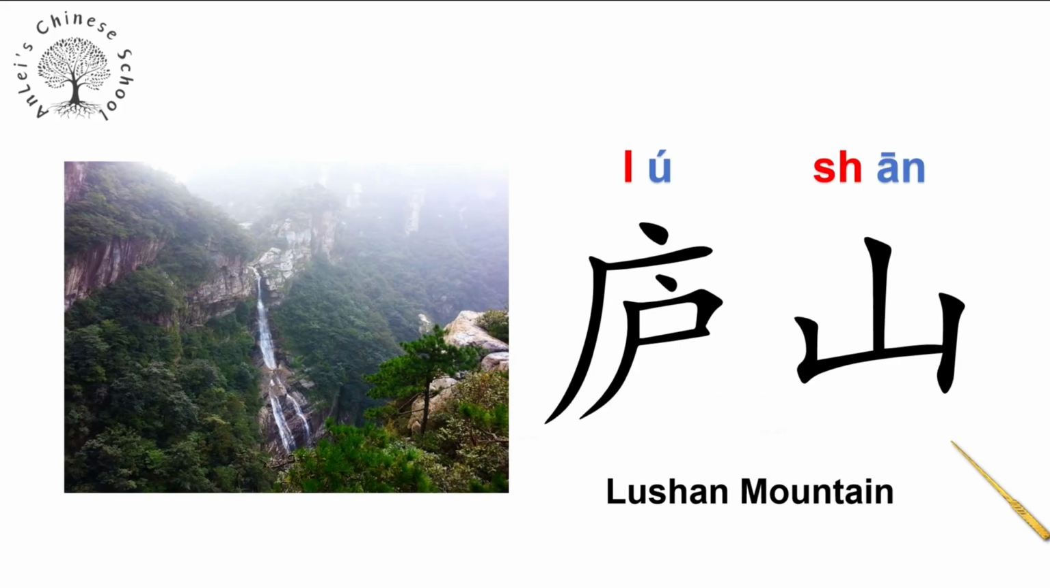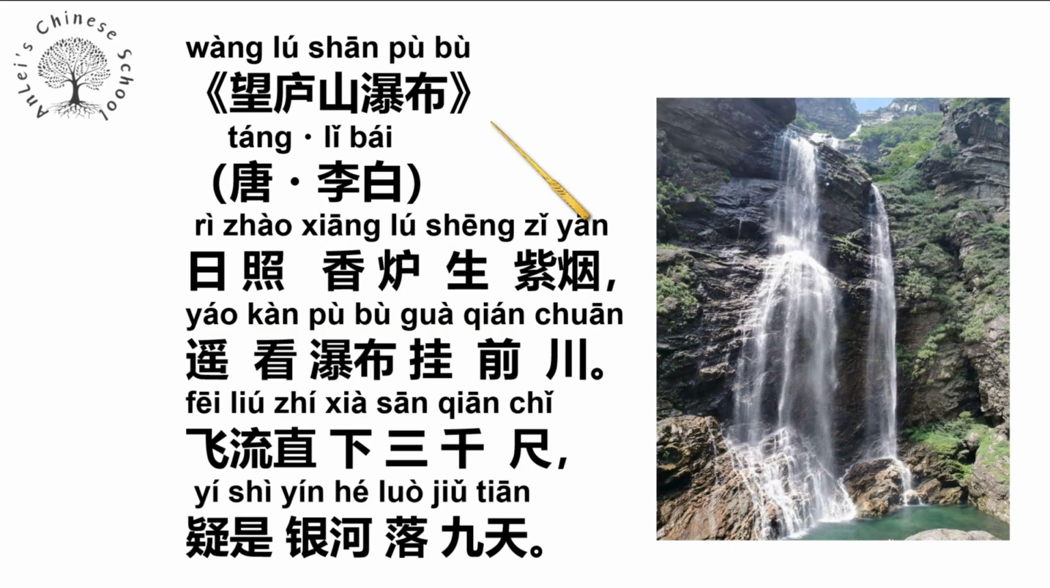Lushan. Lushan Mountain is a famous summer resort in China. Over 1,000 years ago, a famous poet, Li Bai, wrote a poem, 望庐山瀑布, viewing the Lushan waterfall.